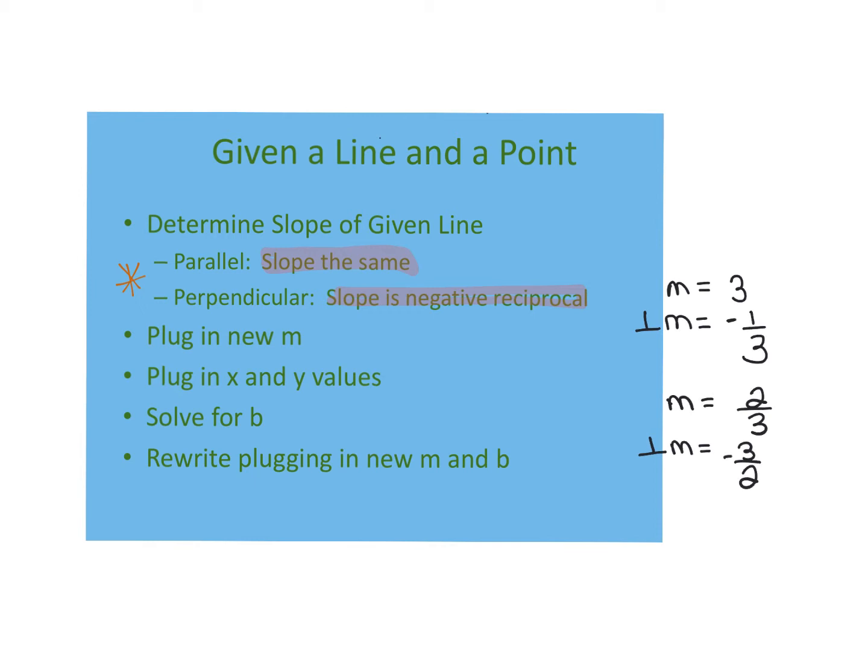Once we figure out the slope, then it's similar to what we do when we're given slope and a point. We plug in that new m value into that slope-intercept equation, y equals mx plus b. We're going to plug in a pair of x and y values from the point that we might be given, and we solve for the intercept. Once I have the new slope for either parallel or perpendicular, and the new b for that new line, I rewrite it into my correct form, replacing the m and replacing the b.